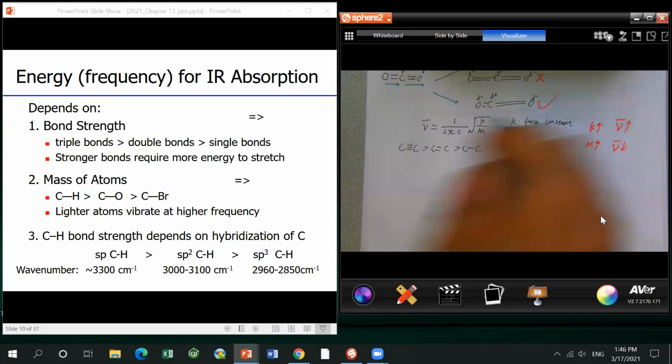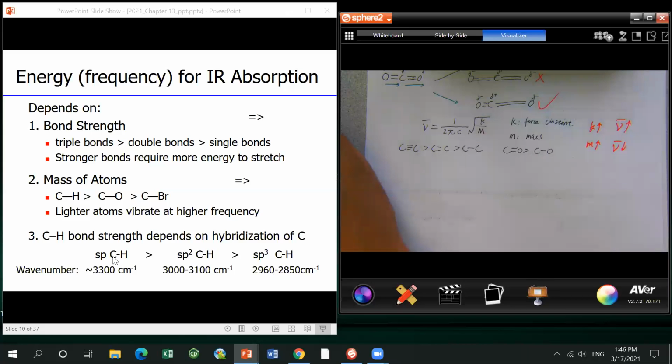When carbon is sp hybridized, it has more s character, so it has higher electronegativity. It pulls the hydrogen close to the carbon, giving a shorter bond and a stronger bond, and then a higher force constant and higher vibration frequency. So that's why the wave number of the sp hybridized carbon-H is 3,300 per centimeter.